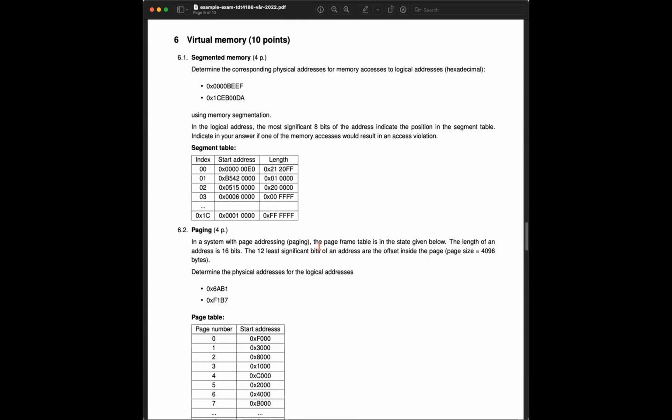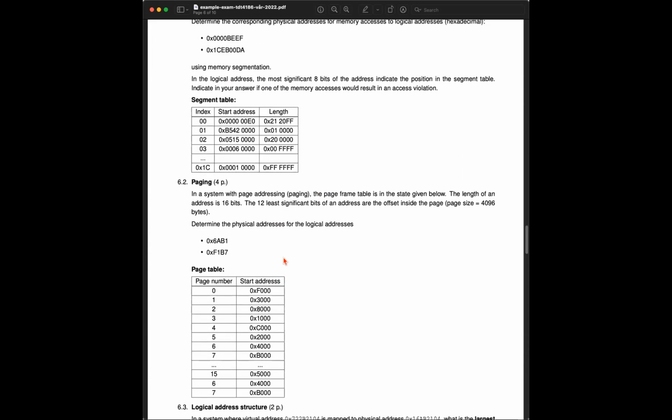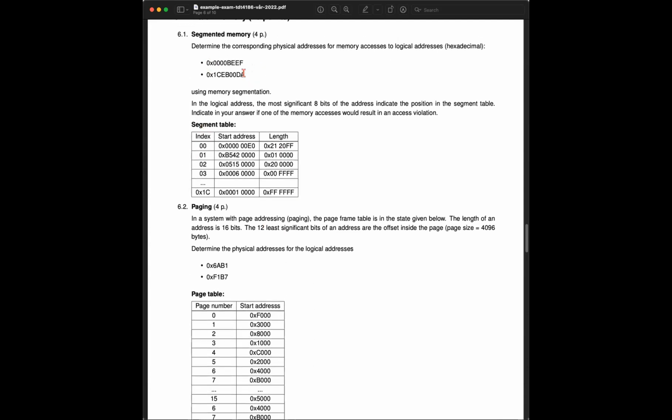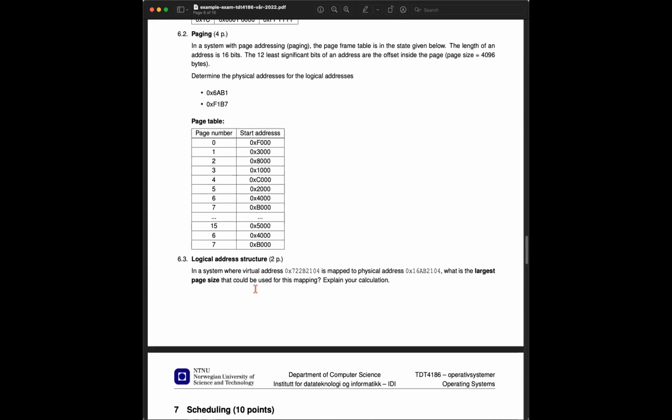Then we have virtual memory, so you should be able to figure out translations on your own for segmentation and also for paging. So you're given a segment table and a page table, and 2 virtual addresses, a segmented virtual address and a paging virtual address, and you should figure out the physical address that results when you do the translation using the segment table or the page table.